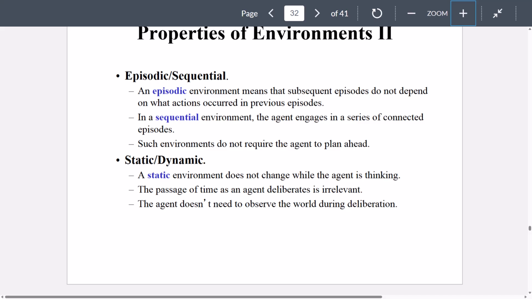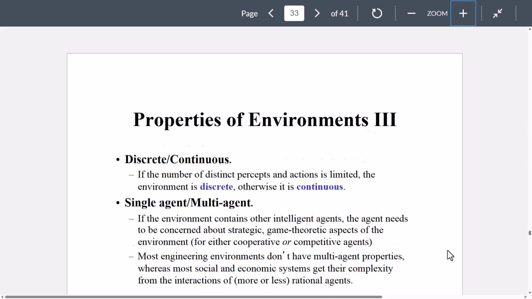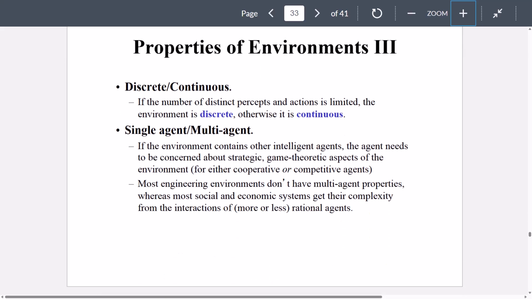What about static and dynamic? In static environments, the world waits while the agent thinks about what action to take. But in dynamic environments, the world keeps changing, like cars moving while a taxi's intelligent agent decides. Chess with a clock is semi-dynamic. That means the board doesn't move, but time matters. Next is discrete versus continuous. Chess is discrete, with finite states and discrete actions. But taxi driving is continuous: position, speed, and steering angles change smoothly.